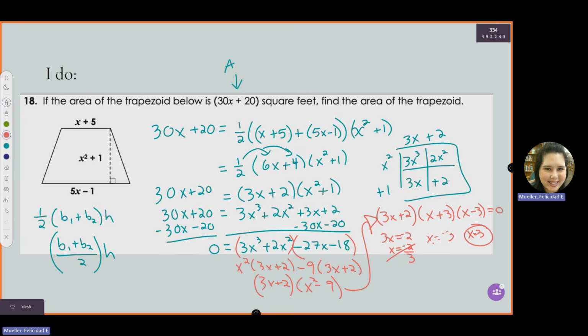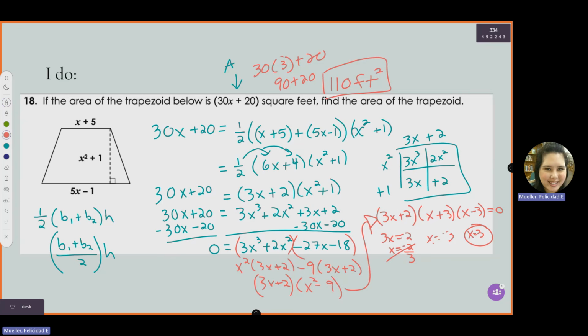So they want you to plug in x equals 3 to our area. So we're gonna do 30 times 3 plus 20. It's an ugly parenthesis, so let's fix it so it looks like a parenthesis. So 90 plus 20 is 110 feet squared is my area. Yeah, so lovely. I probably should have done a bit better prep on that one.